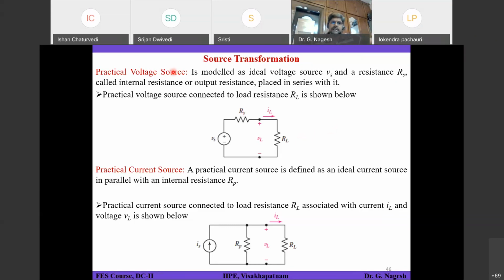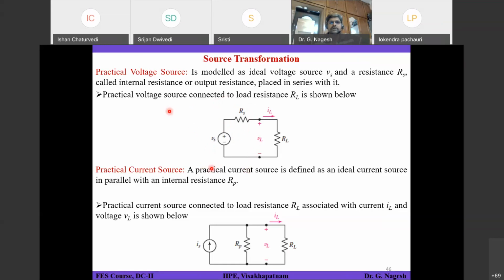A practical voltage source is modeled as an ideal voltage source Vs and a resistance Rs, called internal resistance or output resistance, placed in series with it. That means a practical voltage source is represented in this fashion: an independent voltage source with an internal resistance or output resistance Rs shown here. These two in combination are called a practical voltage source.